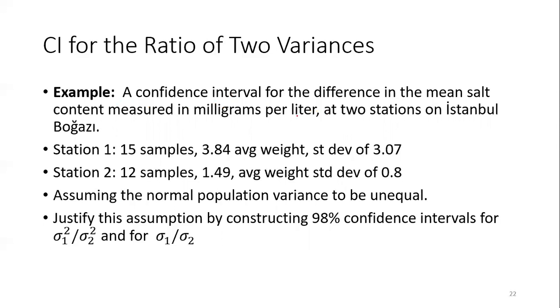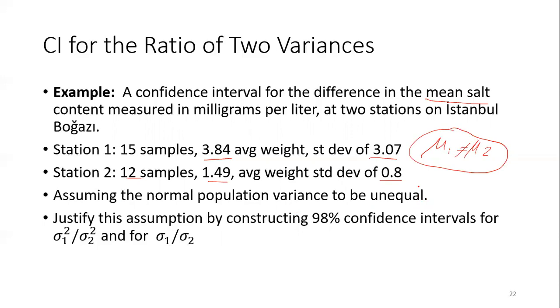So in the Istanbul Bosphorus, what we did is we measured the mean salt content at two stations. The first station says that the average weight is 3.84 with standard deviation of 3.07. And in the second one with 12 samples, it's 1.49 with 0.8. So assuming normal populations and variance to be unequal. Remember, we just solved this question when we were making confidence intervals or hypothesis tests for two means.